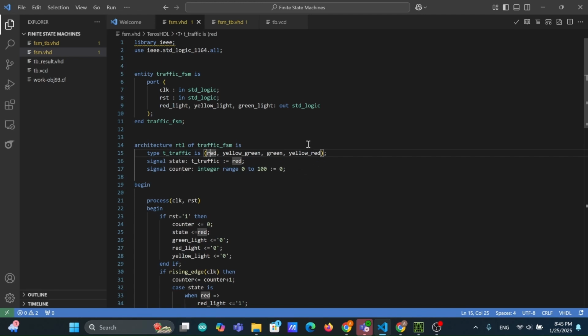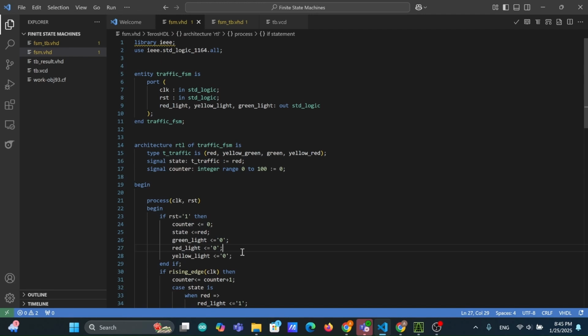Then we would need to define a signal of the state, the signal state of the type traffic here, such that the state is a signal that can only lie within 4 possible states: red, yellow to green, green, yellow to red. And since our traffic light system transitions from one state to another according to a counter's value, we have also defined a counter signal over here that is of the type integer that ranges from 0 to 100. And I went ahead and initialized that counter to 0 and the state to red.